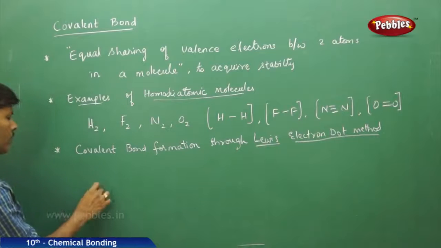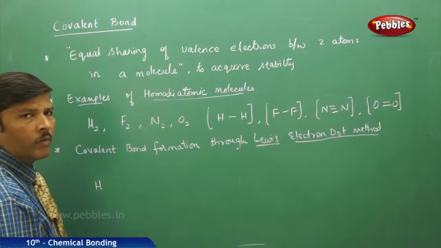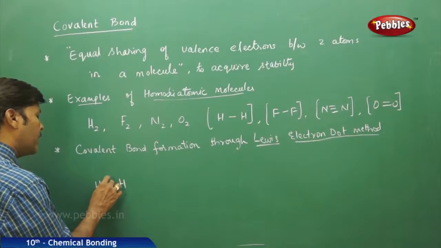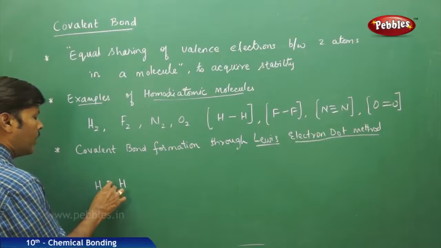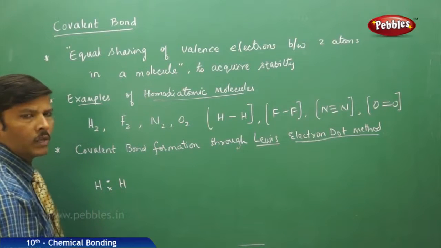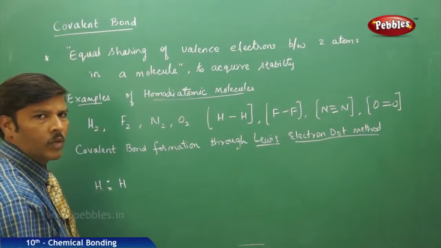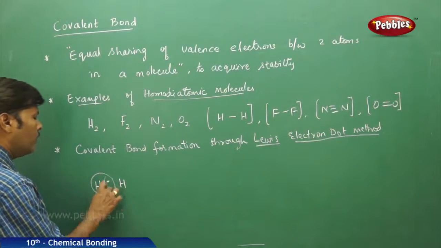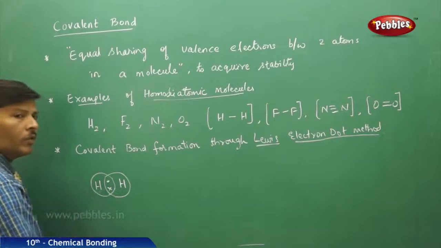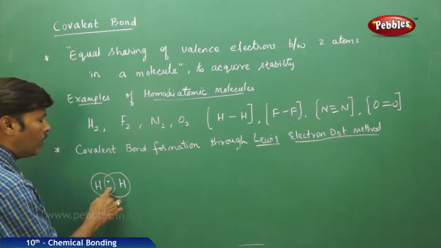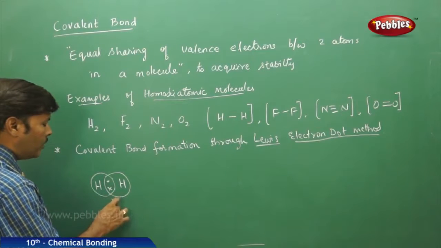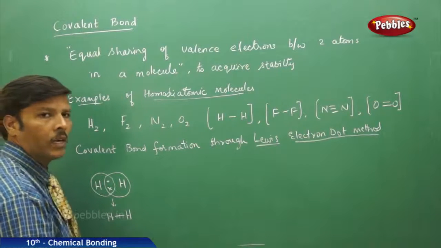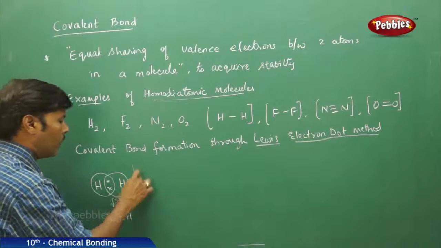So if we take hydrogen, each hydrogen contains one valence electron. So there are two hydrogen atoms. One hydrogen is given by a dot and another hydrogen is given by a cross. These two are the valence electrons of both the hydrogen atoms. According to the Lewis electron dot structure, both hydrogen atoms share their respective valence electrons equally. That results in the formation of one bond pair of electrons. This bond pair is shown in the form of a covalent bond. Hydrogen, single bond, hydrogen. This single bond will act as a covalent bond.